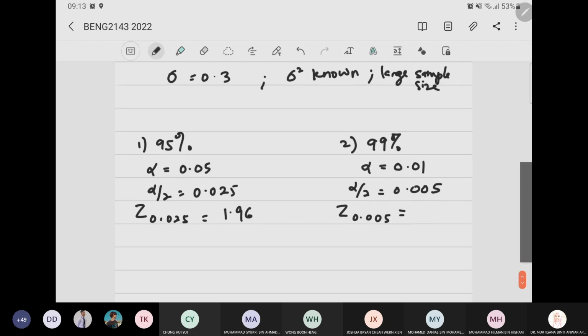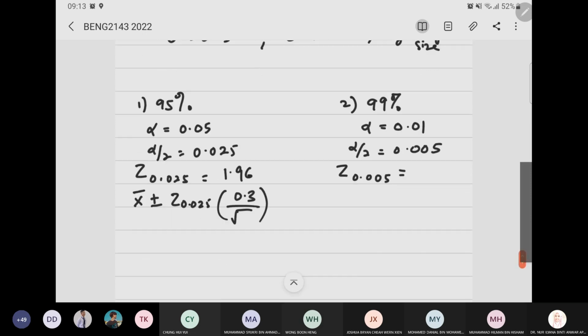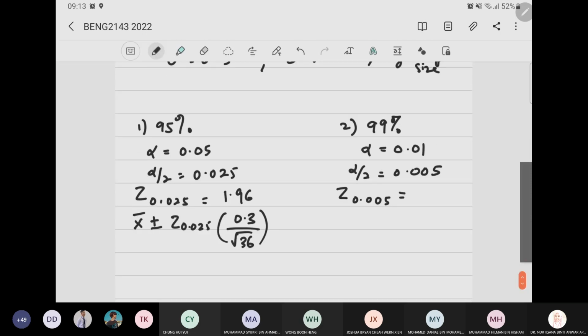So what you do with all these values to get the confidence interval is plus minus Z 0.025 multiplied with sigma. Okay, the sigma for this is 0.3, and the square root of n. So the n for this one, just now n is 36. So the confidence interval will actually give you the mean, which for this case is given. The mean just now was how much?